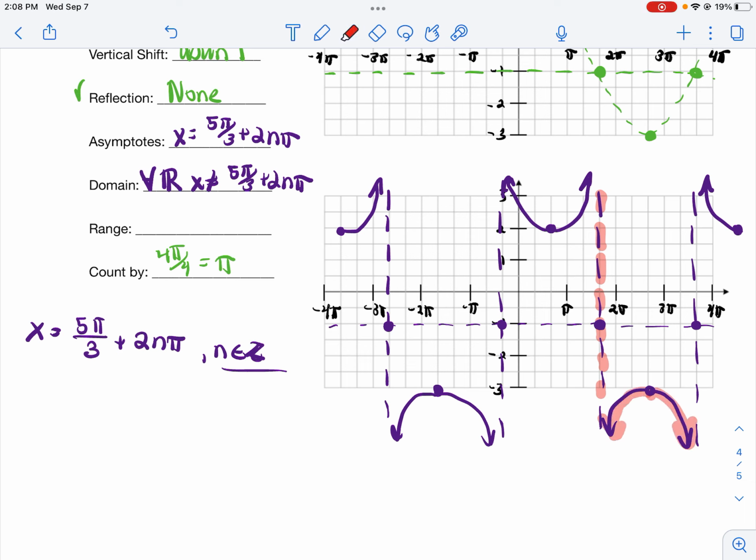Our range will start, I'm going to look at this one down here. You need to pick any one of the curves going down. So that starts at negative infinity, and it goes all the way up to a height of negative 3, including the negative 3. And then pick one of these that goes up. So I'll look at this one. Okay, and then that starts at a height of 2, and it goes up forever. There's our range. And that's how you graph secant and cosecant graphs.